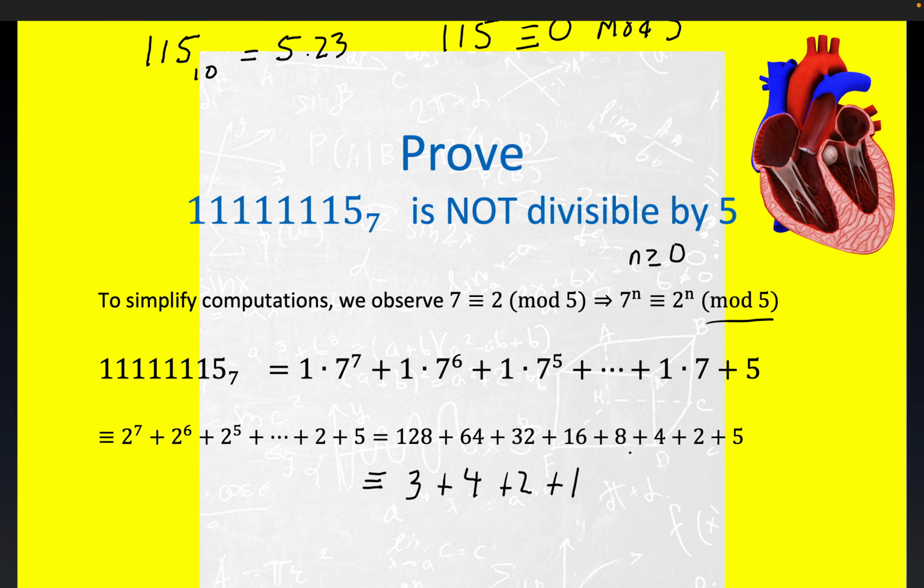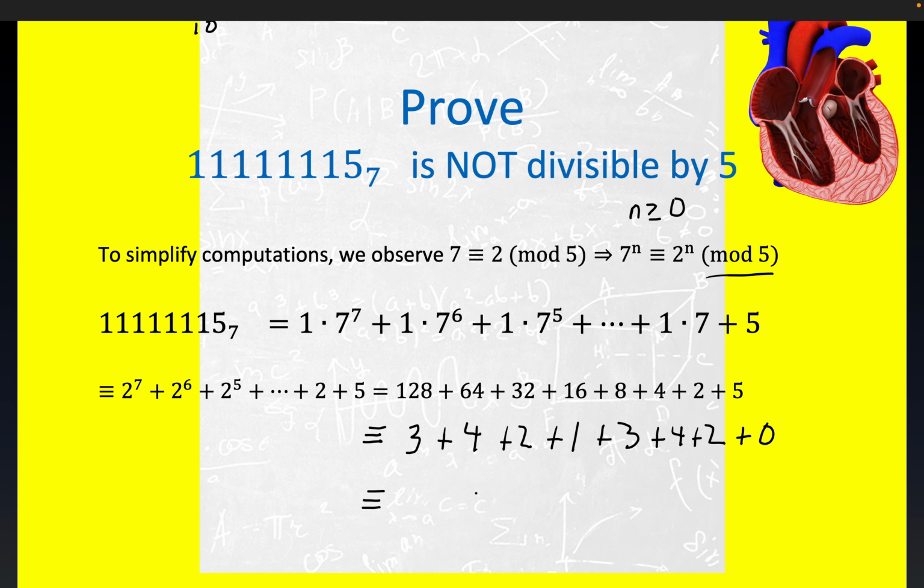Now, 8 leaves a remainder of 3 when you divide it by 5. Plus 4, plus 2, and now some of the magic of congruence. 5 is congruent to 0, right? So we can put plus 0 here. That's nice, isn't it? Now, let's keep going. It's really kind of nice how this stuff piggybacks on itself. 3 plus 4 plus 2 plus 1 is 10, but 10 is divisible by 5, obviously.